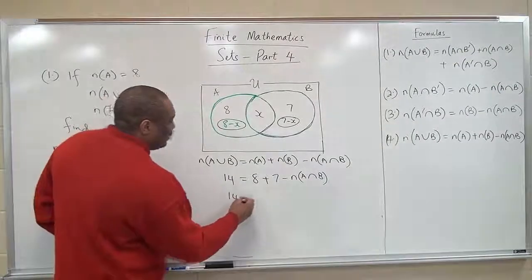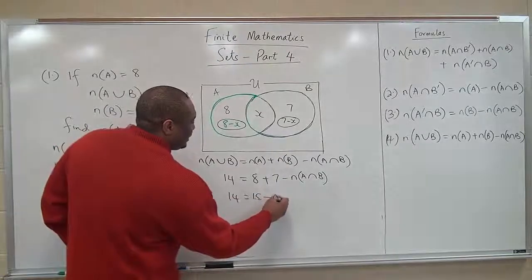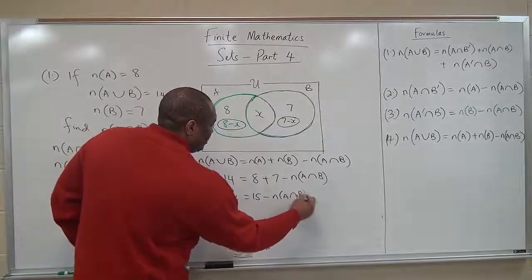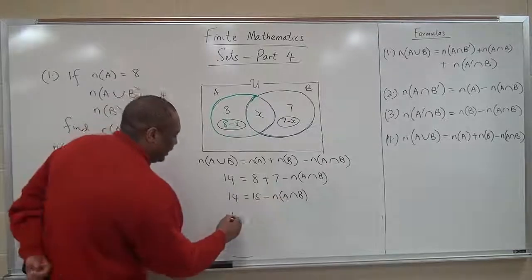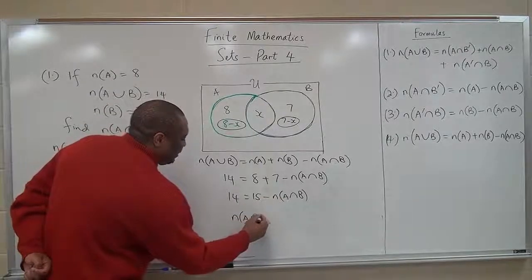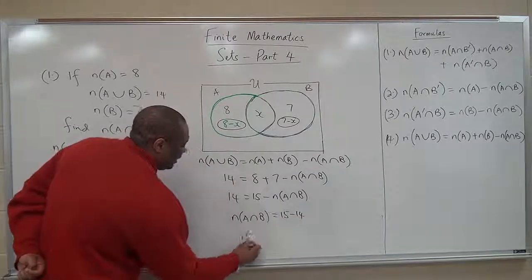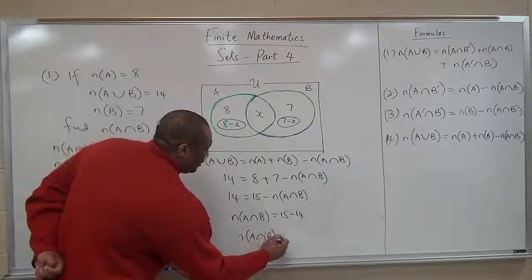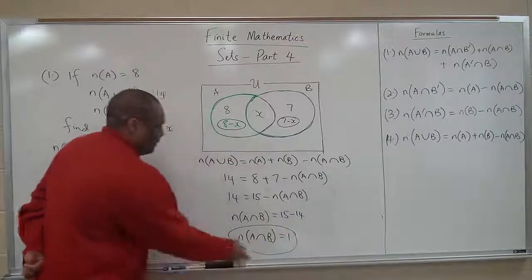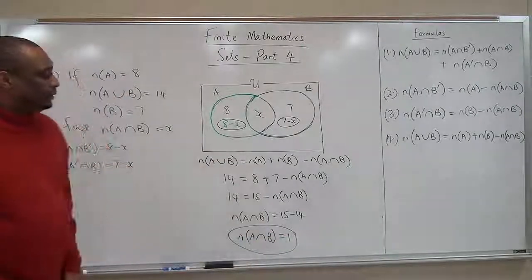So this is 14 equal to 15 minus cardinality of A intersect B. Bring this over here, take this over here. Cardinality of A intersect B will be 15 minus 14. So cardinality of A intersect B will be 1. So the answer is 1.